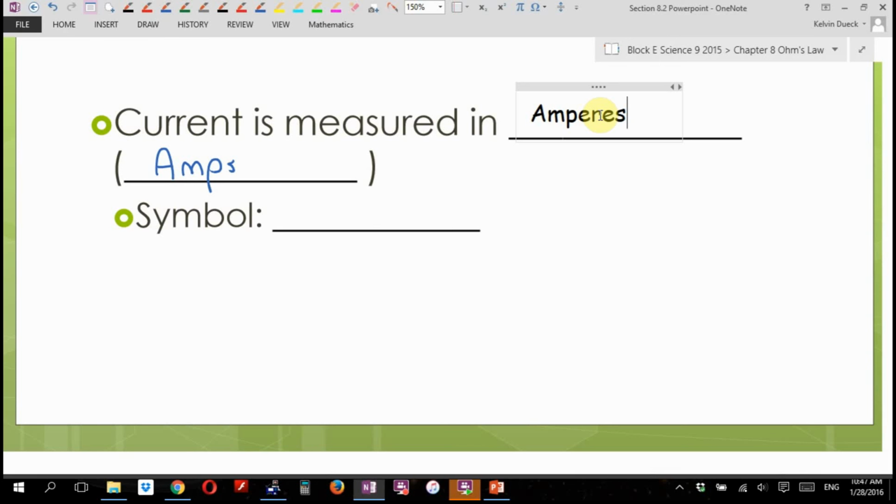Hashtag nerd trivia. Hey, what would be a good symbol to use for amperes? A. Capital A. Same way lowercase m is meters, lowercase g is grams, capital A is amps. Oh, capital V is volts.